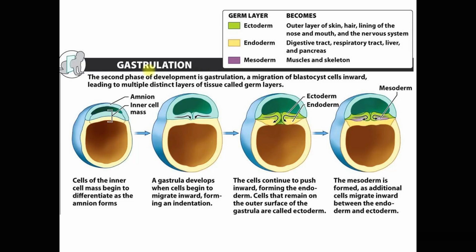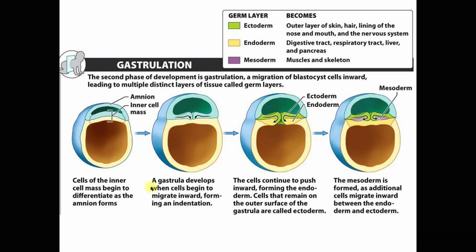Now class, you need to know the function of each of the germ layers: ectoderm, endoderm, and mesoderm. Not function, what they will eventually become. Ectoderm will become the outer layer of skin, hair, lining of the nose and mouth, and the nervous system. The endoderm will become the digestive tract, respiratory tract, liver, and pancreas, while the mesoderm will become the muscles and skeleton.